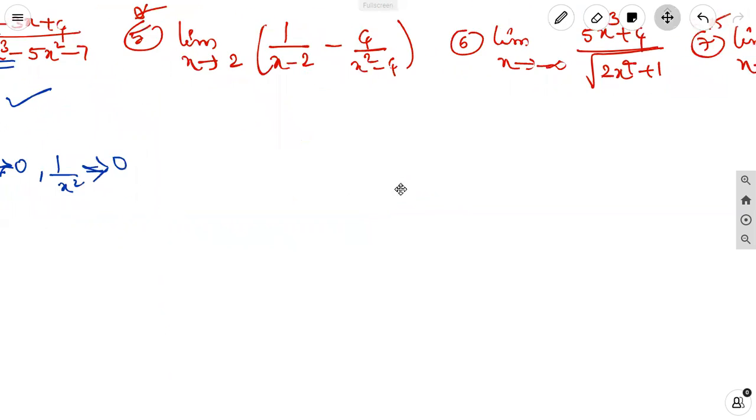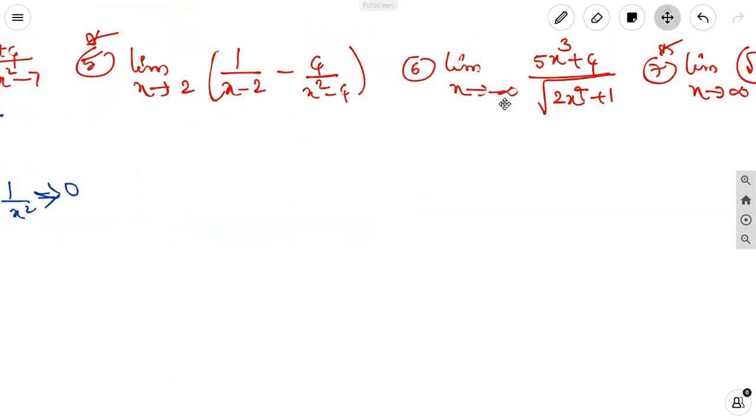You do the fourth one also, because that is similar to the previous problem. Next, fifth solution.